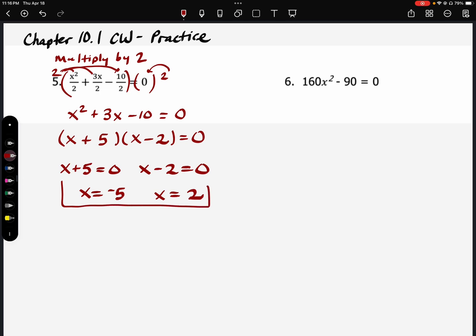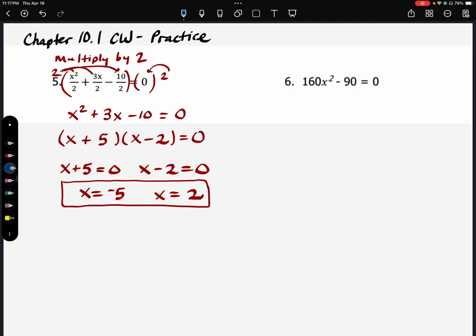And you can take it and check it by plugging it in. For time's sake, I'm going to go ahead and let you know that that is correct. Let's look at number 6. For number 6, we have 160x squared minus 90 equals 0. So as you look at that, it's a quadratic for sure.